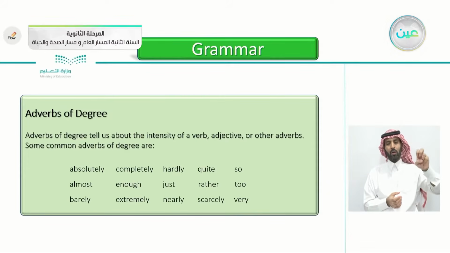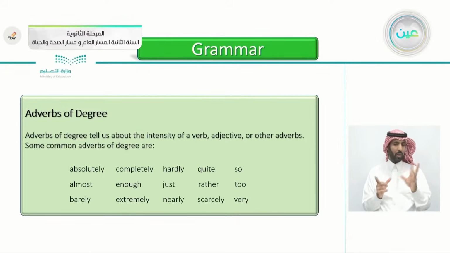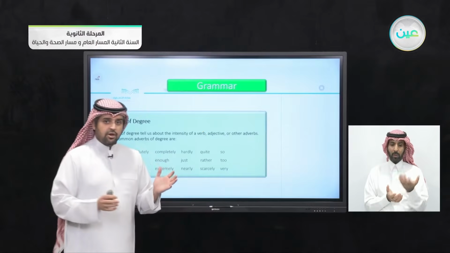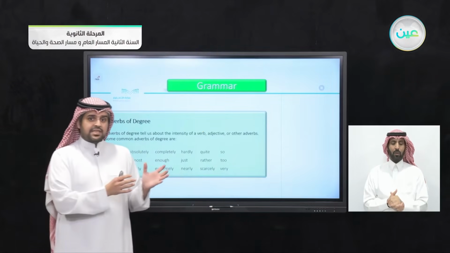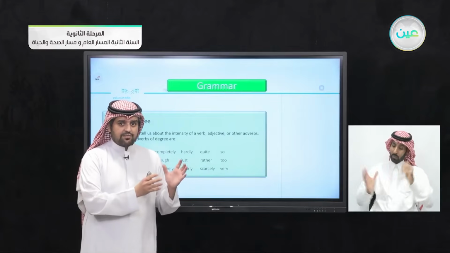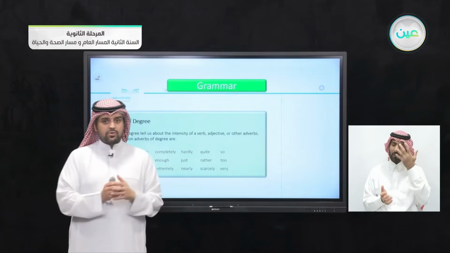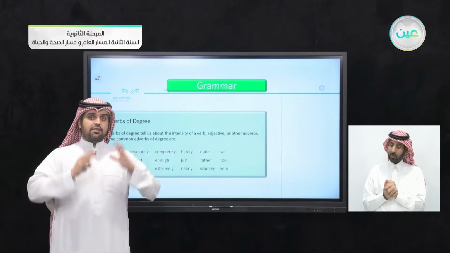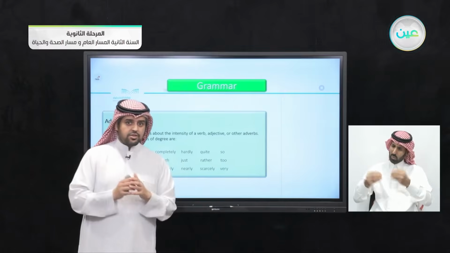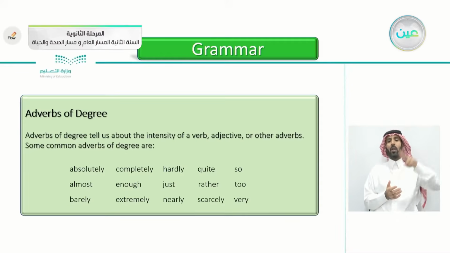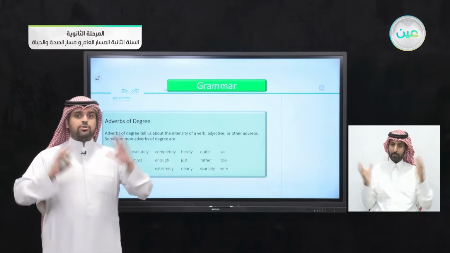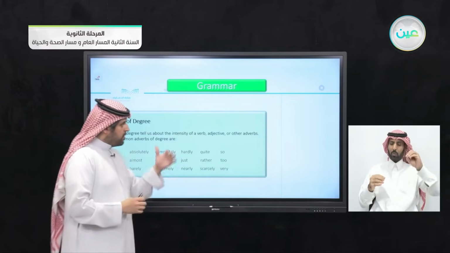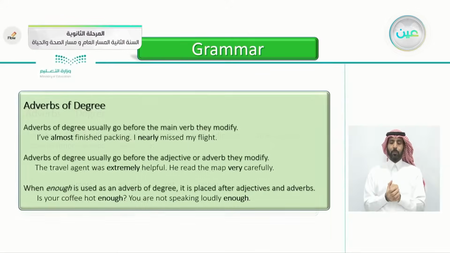And again, the adverbs of degree show the intensity of a verb or an adjective. For example, when you say this house is big, this is an adjective, big. But when you want to intensify it, the house is very big. So the adverbs of degree show us the intensity: is the house big, or is it very big, or is it too big? So we'll be studying that today.